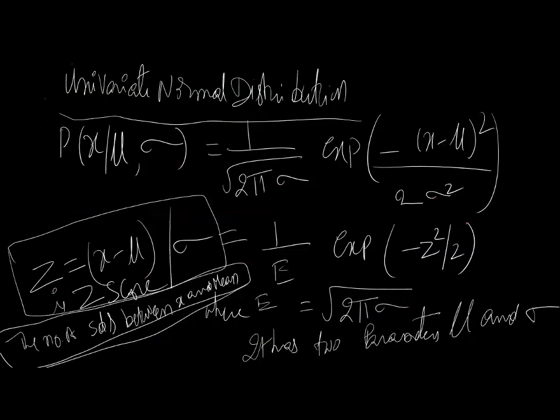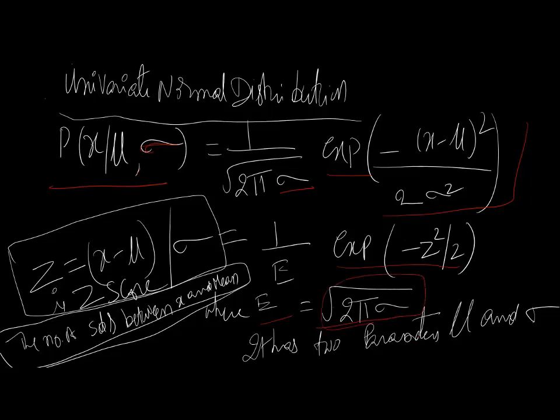Right, let us now discuss what is called the univariate normal distribution. What do you mean by univariate normal distribution? It means P of x given mu and standard deviation rho is equal to 1 by root of 2 pi times standard deviation into e power minus x minus mu whole square by 2 rho square. That can be written as 1 by A into exp of minus z square by 2, where A is equal to root of 2 pi rho.